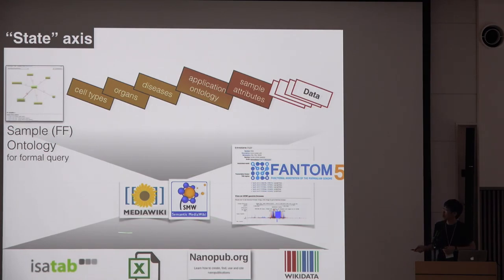And to capture all this information, we employed MediaWiki and Semantic MediaWiki technology. We aggregate all those data in an infobox way. This enables us to export as ISA-Tab or just an Excel file, and this has been converted to nanopublications. We are also thinking about whether we can talk to Wikidata as well.